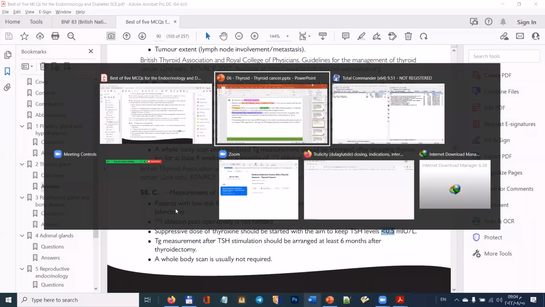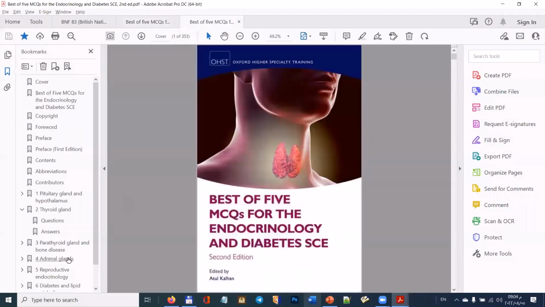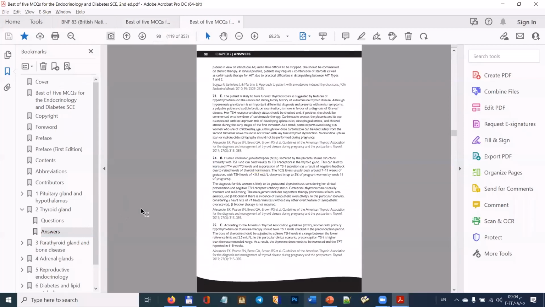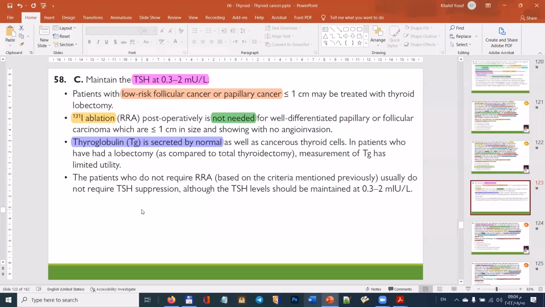And if you see the second edition, I will go to the answer. The second, not the first edition. This is the second edition, and this question is from the Atul book. So these are updated numbers: maintain TSH at 0.3 to the reference range. So when I prepare for the exam, I will read the second edition, not the first.